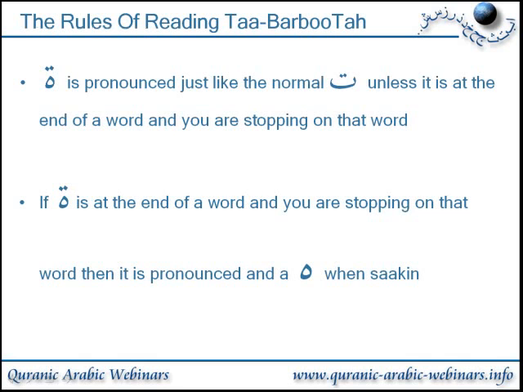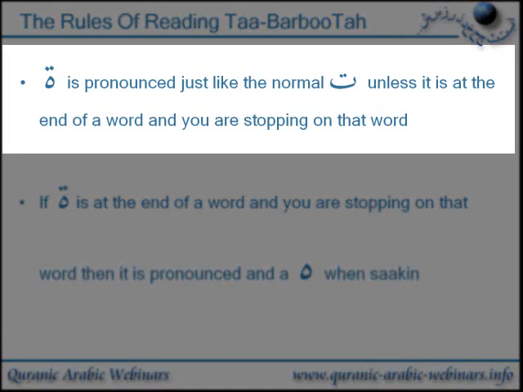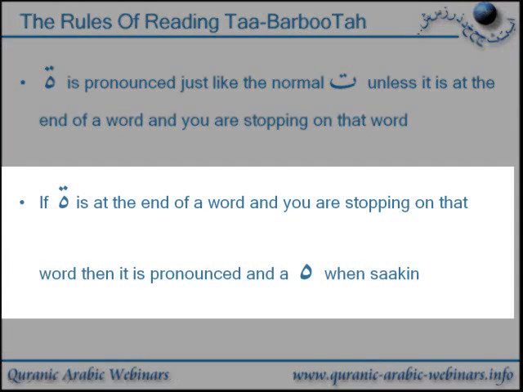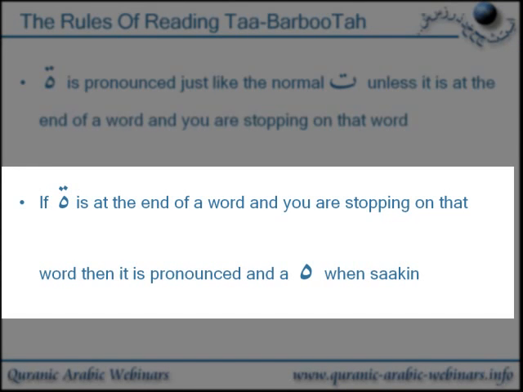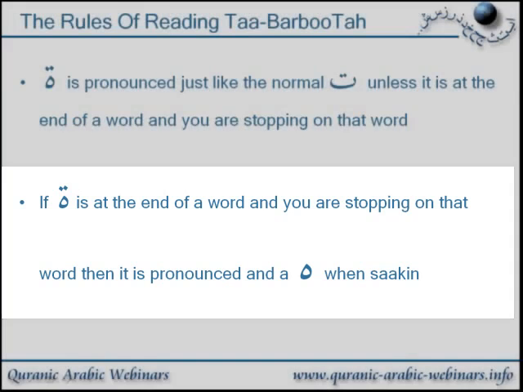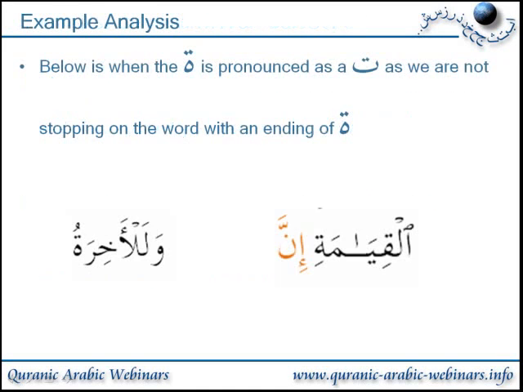So the rules then. We'll read these rules and then we'll look at some examples on the next few slides. The TaaMarBooTah is pronounced like the normal ta unless it is at the end of a word and you are stopping on that word. If the TaaMarBooTah is at the end of a word and you are stopping on that word, then it is pronounced as a ha when sakin, i.e. ha sakin.